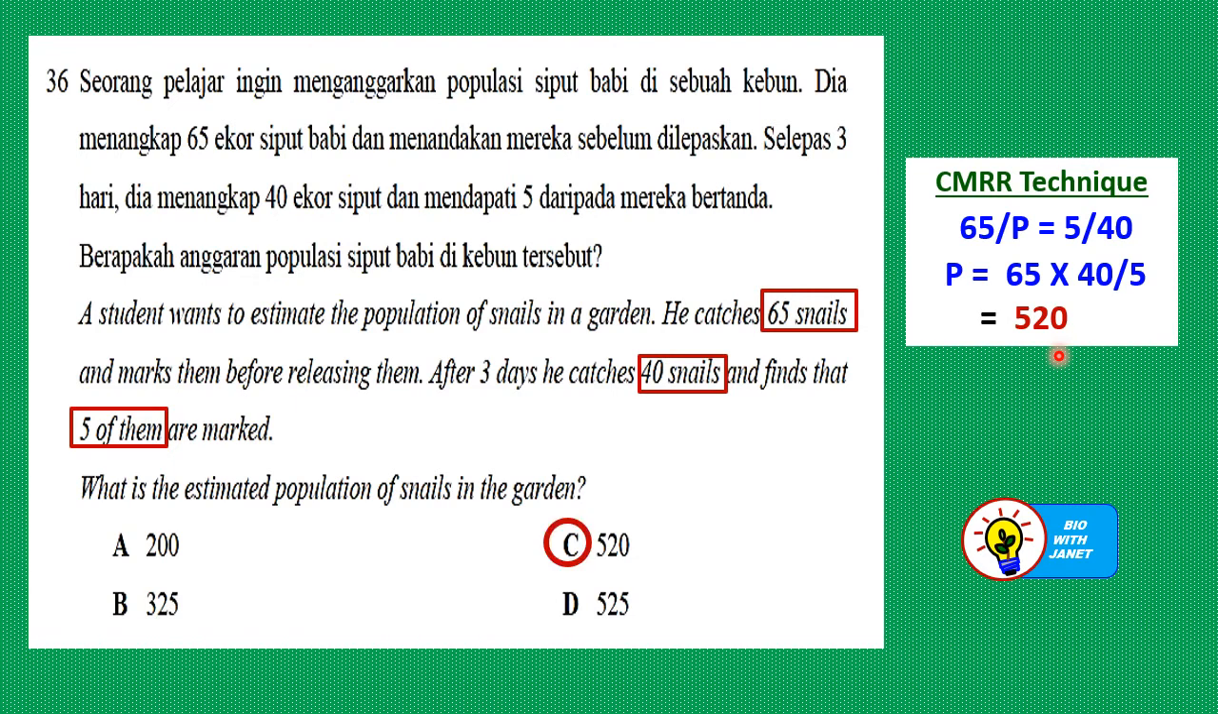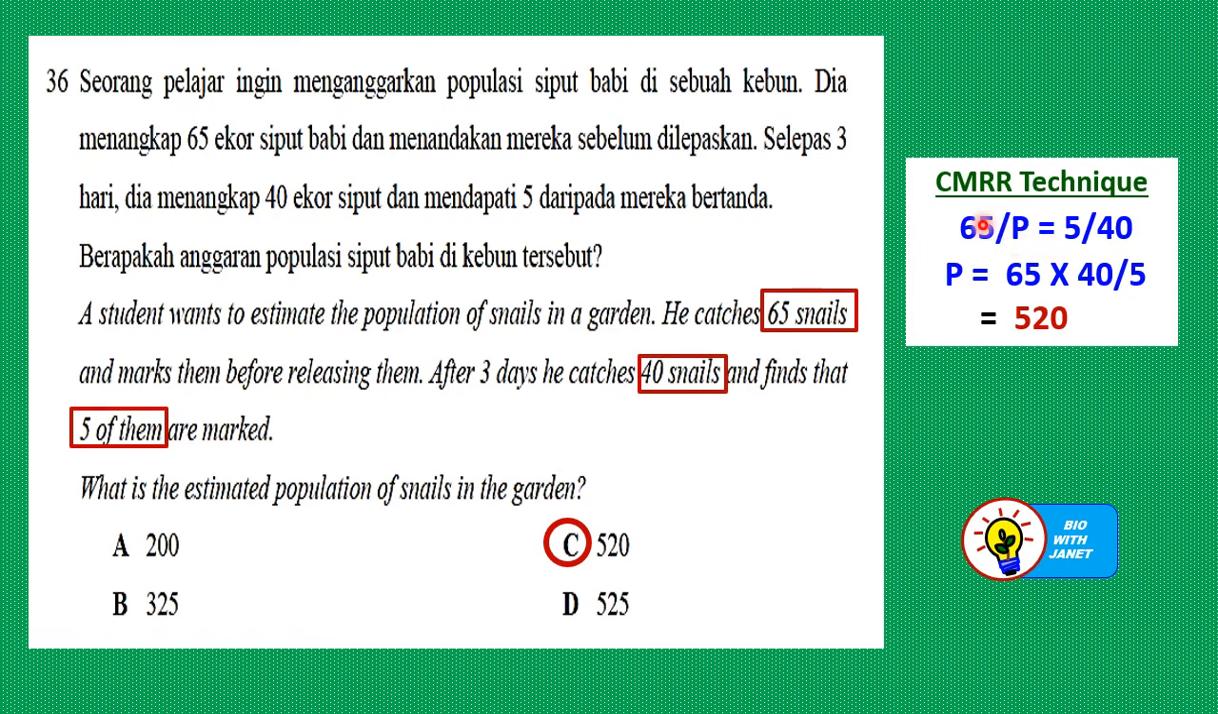But if you forgot the formula for this capture, mark, release, recapture technique, which I call the CMRR technique, if you forget the formula, you can still get the answer by reasoning it out. And that is, out of the total population, which is P, 65 snails are marked, right? Okay, so 65 over the total population.